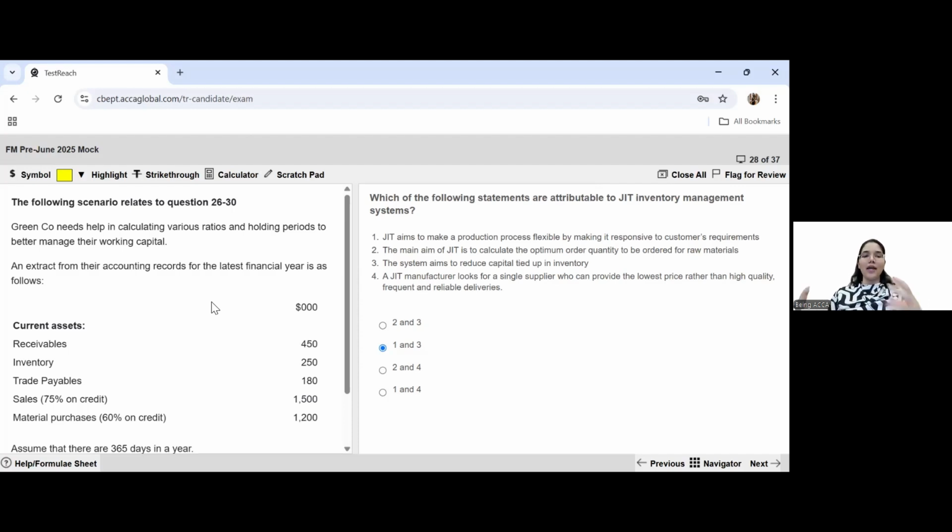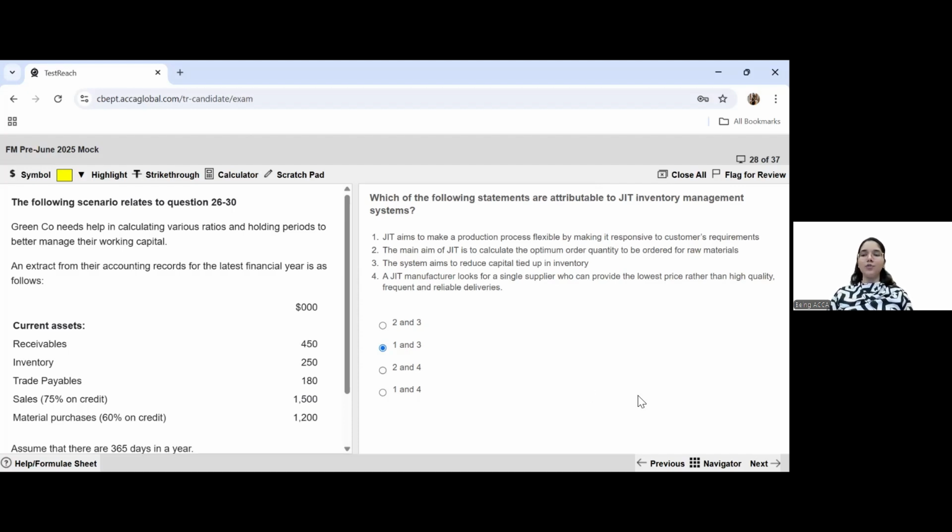Why? Because if I have received an order, I need to immediately start working on it. And if my supplier by mistake sends me wrong quality, is not able to send me frequent deliveries, or if the deliveries are not reliable, I ask him to send the material today, he's sending me 7 days later. That is not what is going to work in JIT. If your suppliers are that way, you will not be able to operate the JIT environment. So only statement 1 and 3 are correct, which means we will mark option B to be our final answer.